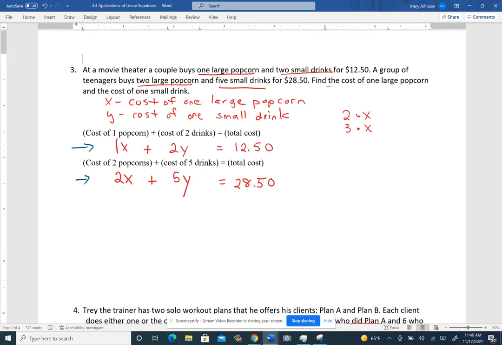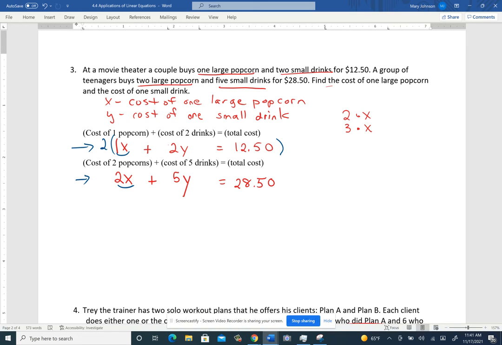So I could get rid of either the x or the y. If I try to get rid of the x, I could make the numbers out in front of x both be 2. So I might do something like this. I might multiply the top equation by 2.